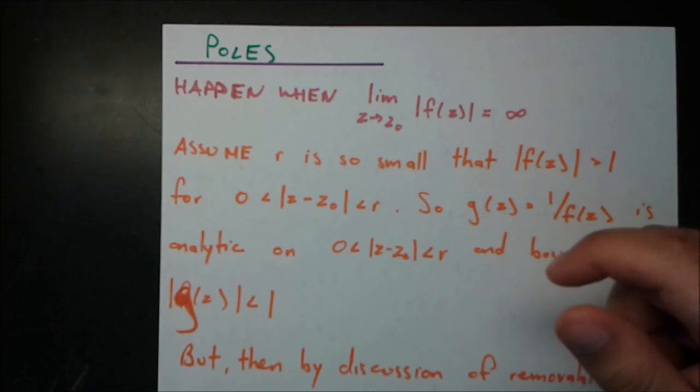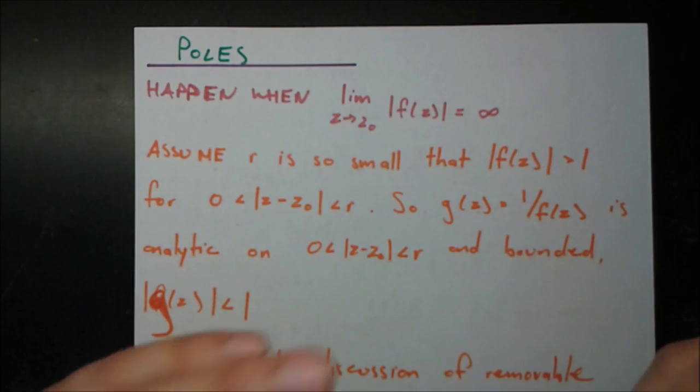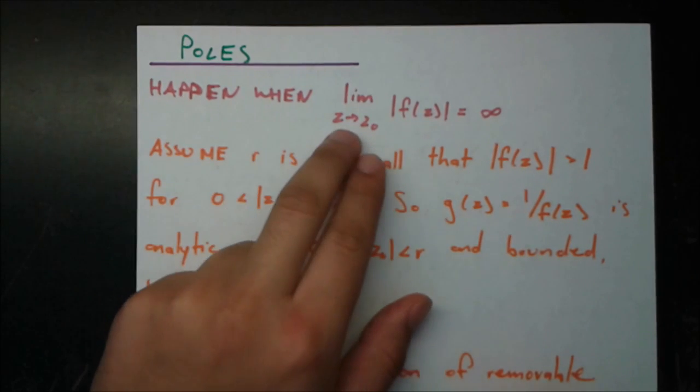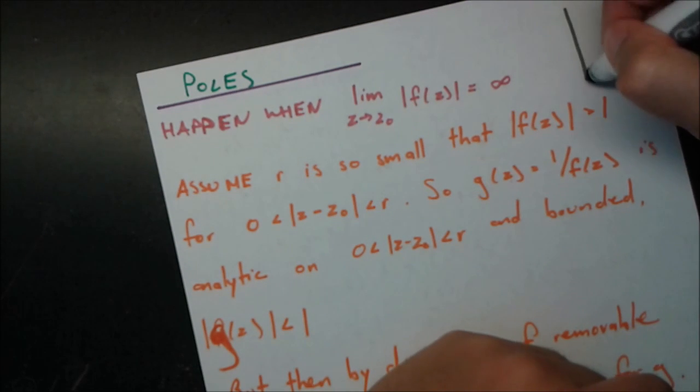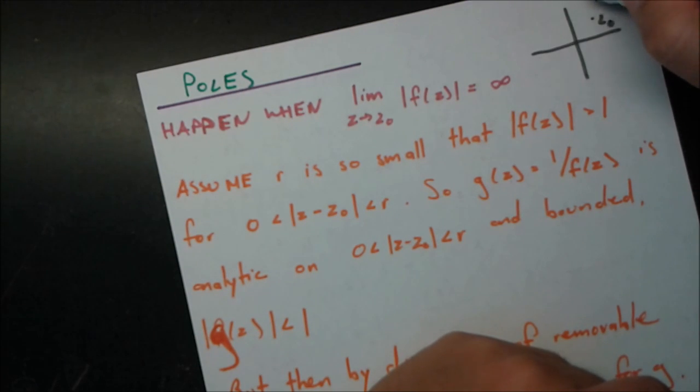So a pole, first of all, we'll see when it happens. This is what happens when it's not bounded. So it happens when the limit as z approaches z naught of modulus f of z is infinity. So what does that mean? Let's again draw a picture. So here's our z naught, and I'm going to draw, here's our disk.